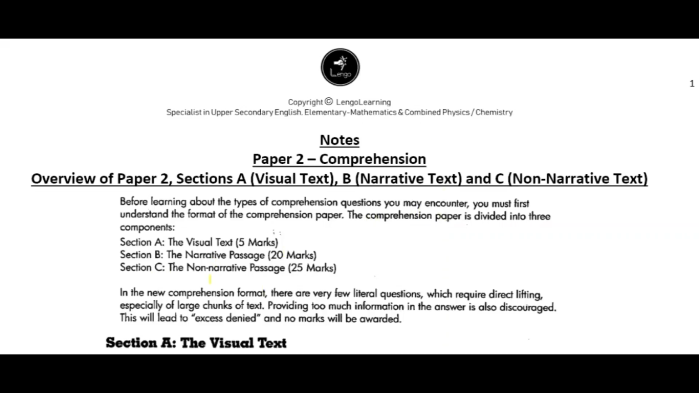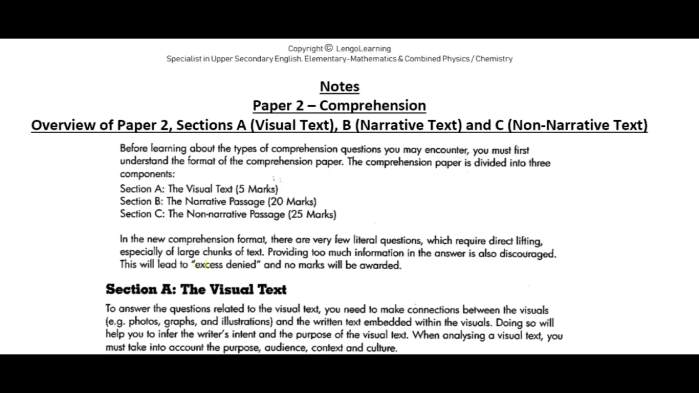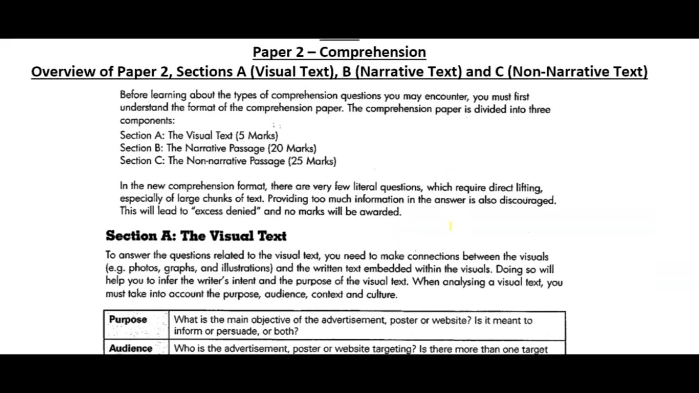So in the new comprehension format, there are very few literal questions, which means you cannot directly lift the answer from the passage. A lot of it will be you have to phrase it in your own way. Also, there's something called access denied, which means that you should not be giving too long answers, because if you provide excessive amounts of irrelevant answers, the whole answer will be considered as rejected.